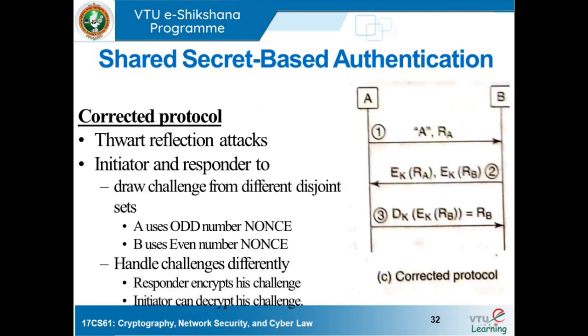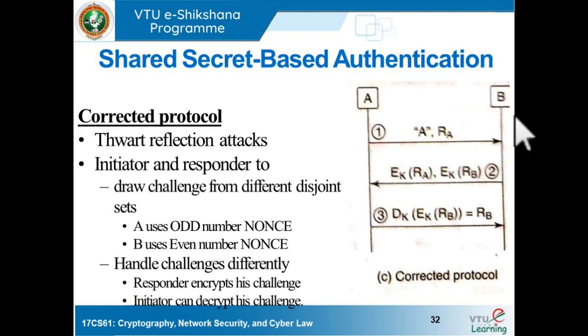Now let's try to correct this particular protocol and try to avoid an intruder impersonating itself as a genuine communicating party between A and B. Now this corrected protocol works mostly on thwarting the reflection attacks. Over here the initiator and the responder have to draw a challenge from disjoint sets. Now what do we mean by drawing challenge from disjoint sets? A will use a nonce, it could be an odd number nonce, and B will use an even number nonce. And also both of them try to handle these challenges in a different way.